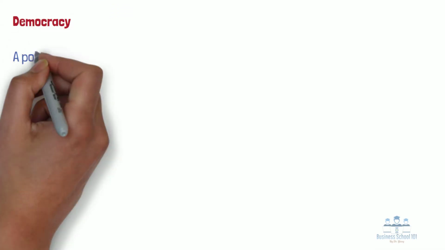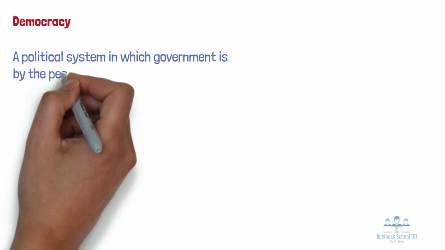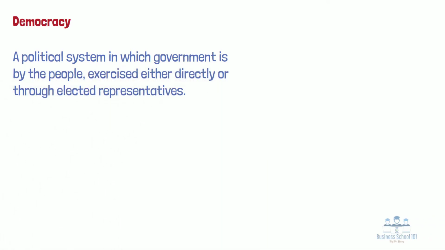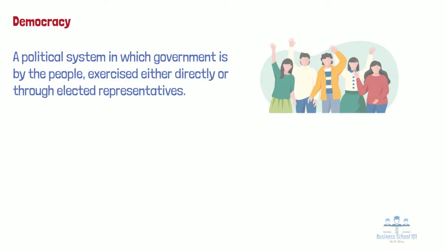Democracy refers to a political system in which government is by the people, exercised either directly or through elected representatives. The pure form of democracy, as originally practiced by several city-states in ancient Greece, is based on the belief that citizens should be directly involved in decision-making.